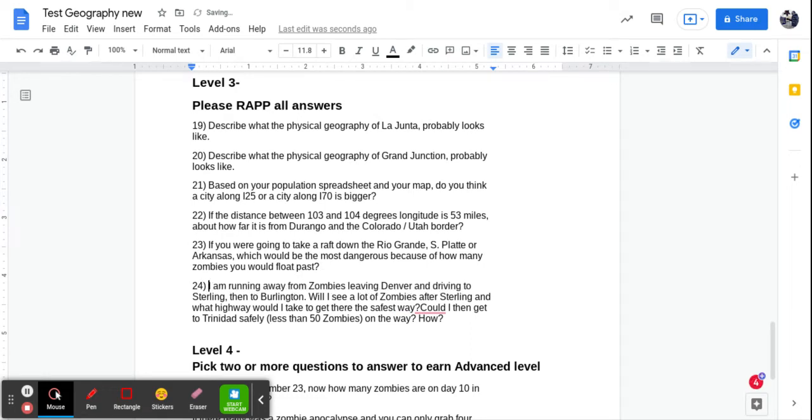Number 24. I'm running away from zombies, leaving Denver and driving to Sterling, then to Burlington. Will I see a lot of zombies after Sterling? So I leave Sterling and head to Burlington when I see a lot of zombies. What highway would I take to get there the safest way? So I just did that drive. What highway would I take that would make it the safest?